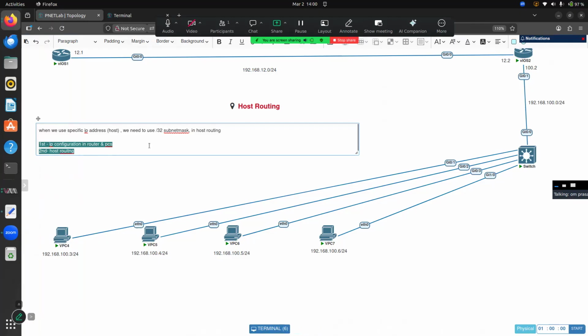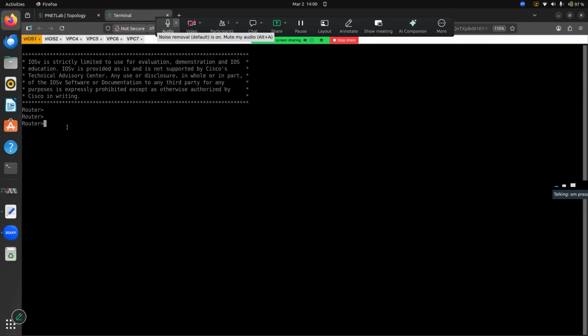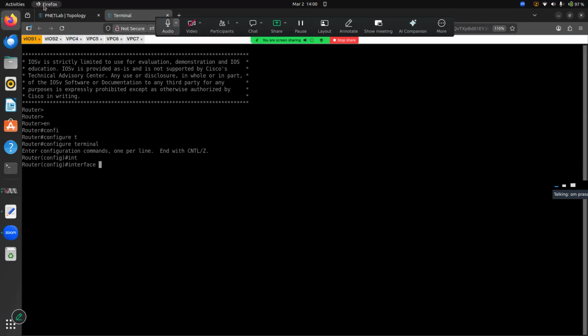That's the practical to do. Already everything I opened here. You guys understand the topology? No need for confusion. Whatever confusion, you can ask me in the comment box. Let's do that. Enable, configure terminal. Then interface. What is the interface? Gig 0/0.